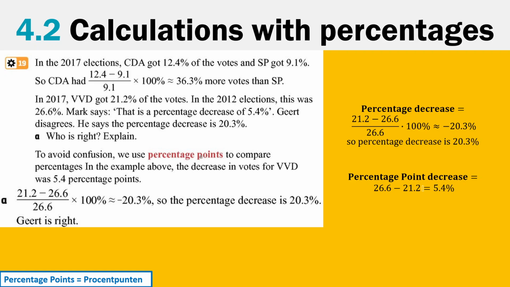It's only going to be used in this exercise, but it's also good to know this just for daily life. Percentage points is if you just subtract percentages. So yeah, the percentage point decrease is 5.4, but the percentage decrease is new minus old over old times 100%, and that's 20.3. In Dutch it's called procentpunten. Komt nog wel eens naar voren toe als je de verkiezingsuitslagen gaat kijken. So know that difference. Okay?